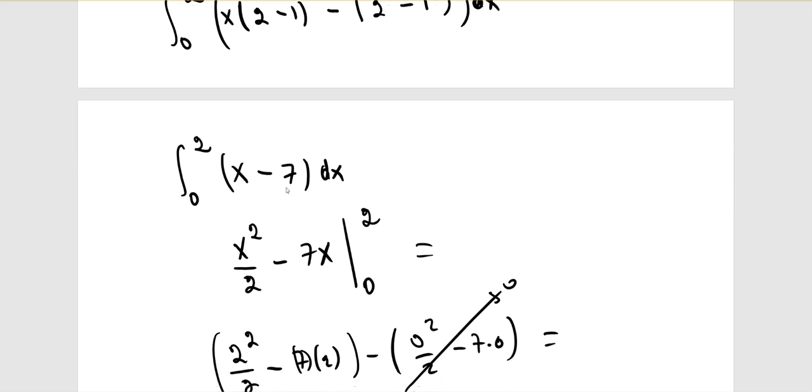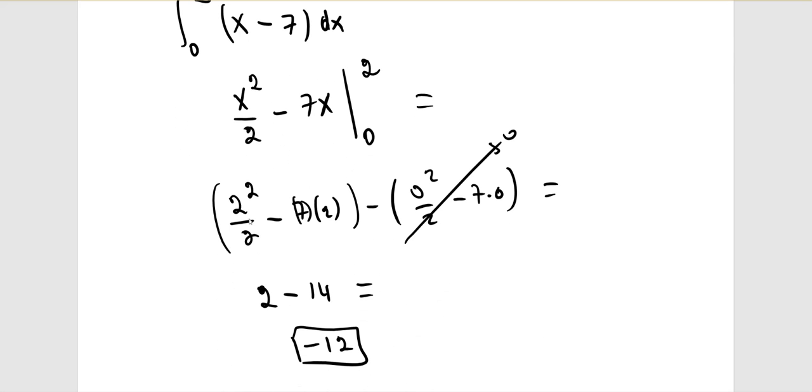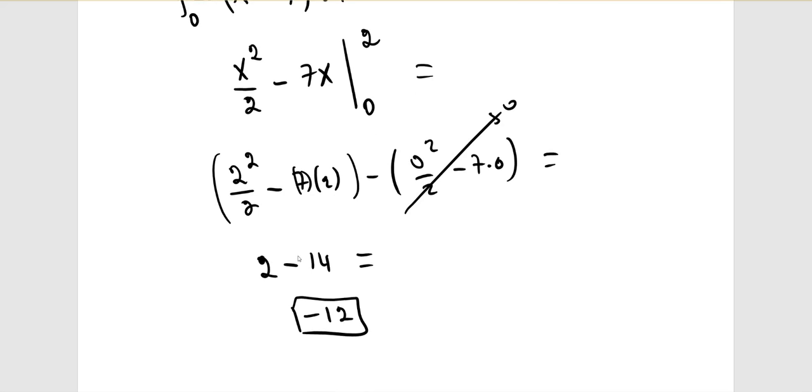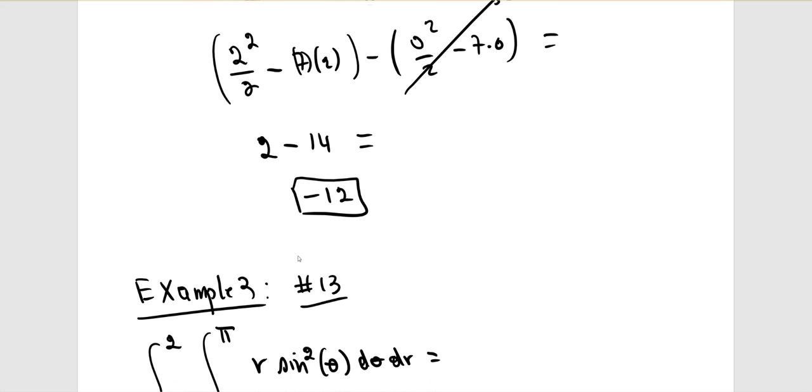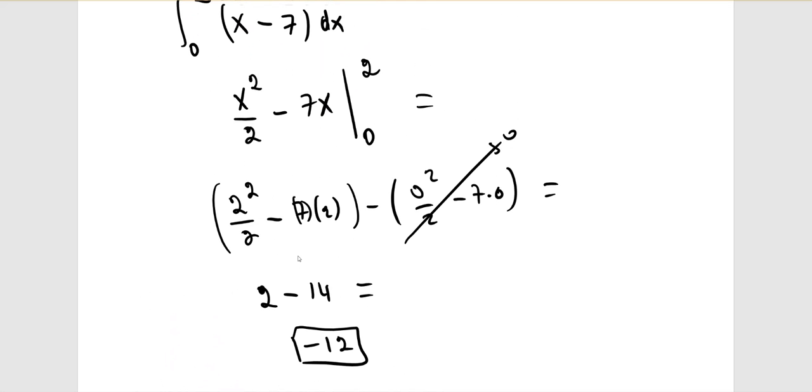That's just one integral we know how to do. Find the antiderivative and then plug in 0 and 2 to get negative 12. So that's one example of how to integrate a function of two variables.